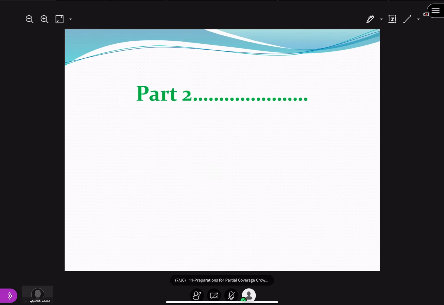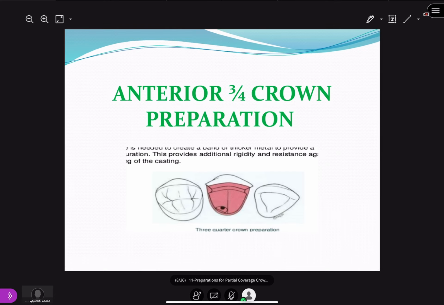Now we will discuss part 2. In part 2, we will discuss the partial coverage crown on the anterior tooth, so anterior 3/4 crown preparation. In the previous lecture, we had discussed the partial coverage crown on the posterior teeth, premolars, and the different design variations in the posterior teeth: reverse 3/4 crown, 7/8 crown, and mesial half crown. Today in today's lecture, we will discuss how to prepare an anterior tooth for a partial coverage crown.